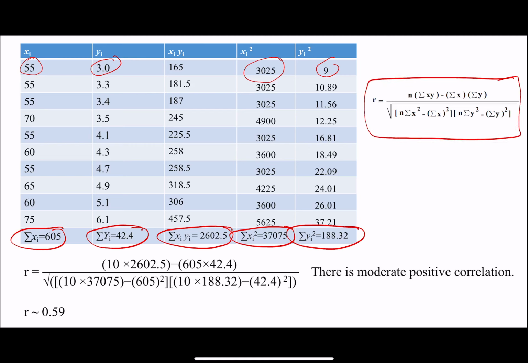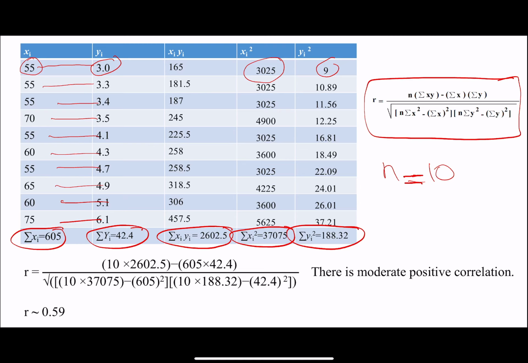So guys, be careful. N is the number of sets that we have, okay? That's like the number of rows. See, we have one set here: 1, 2, 3, 4, 5, 6, 7, 8, 9, 10. So n is equal to 10. You cannot count x and y separately. We are talking about correlation between x and y.